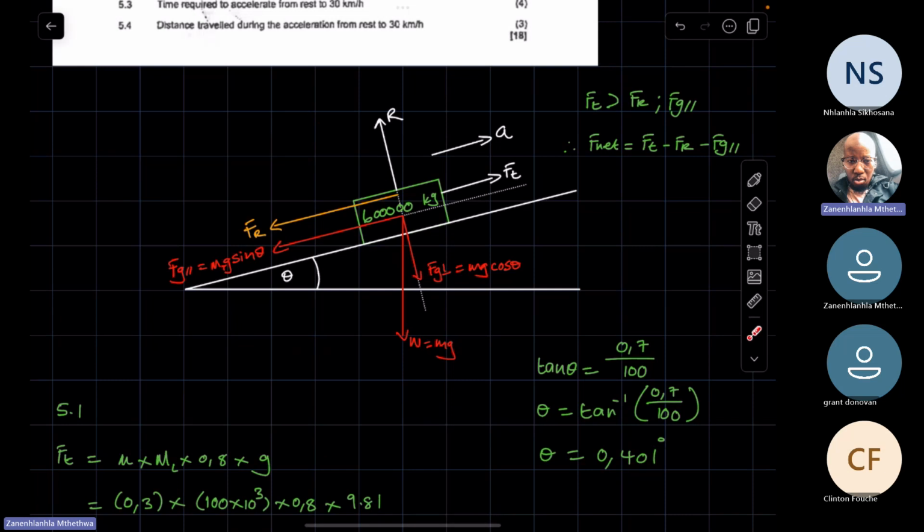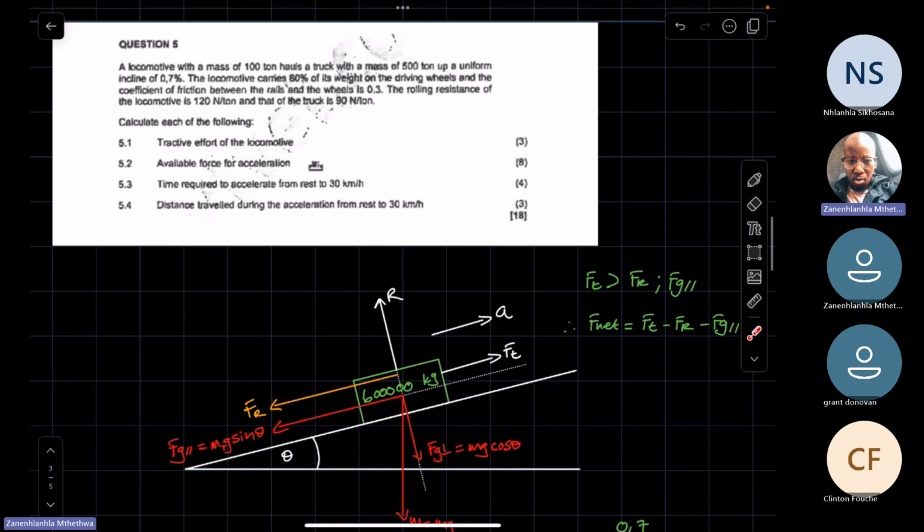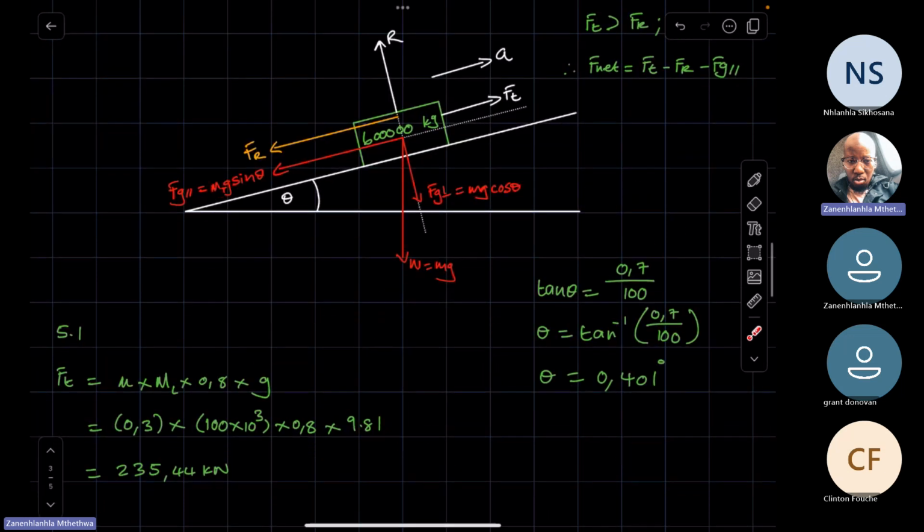This is regardless of whether or not the locomotive is hauling trucks. Meaning the formula to calculate the tractive effort is only this one. It is not dependent on anything. Are we clear there? Yes.